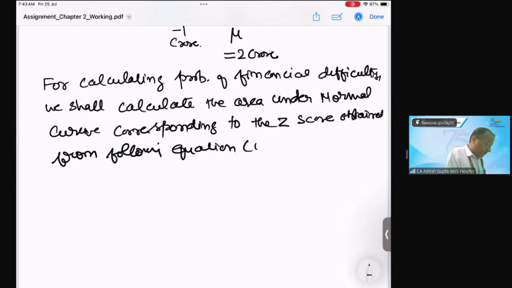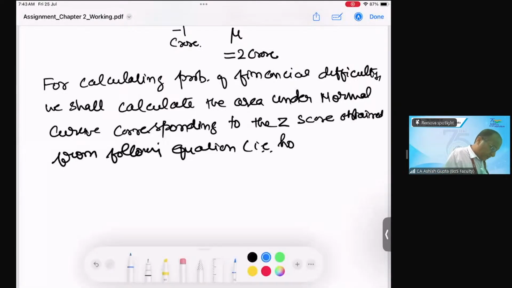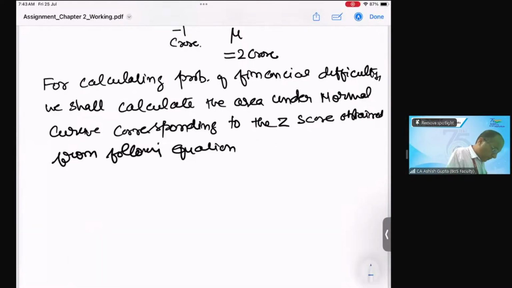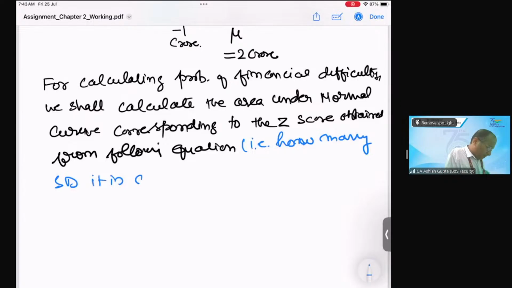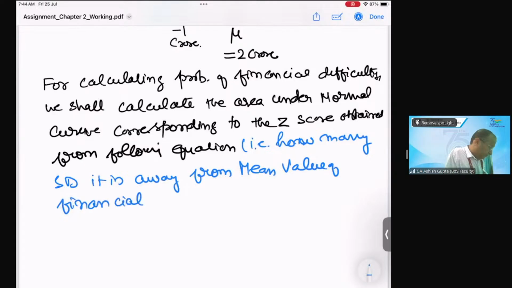That is very important. I'm just writing in a different ink. That is, how many standard deviations it is away from the mean value of financial difficulty.